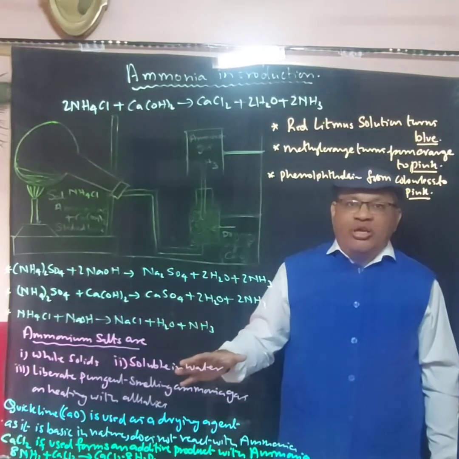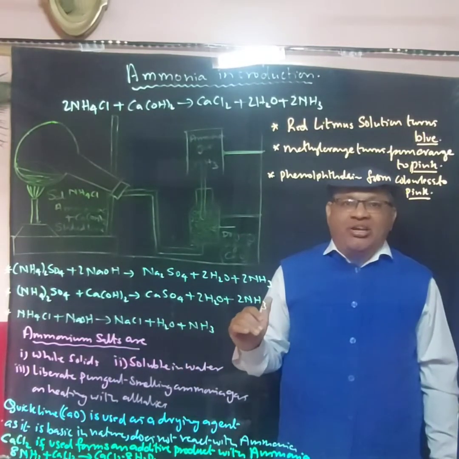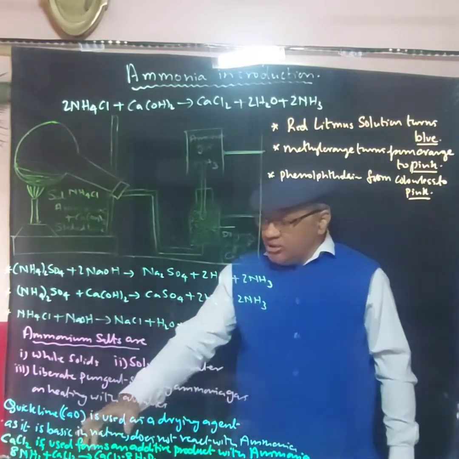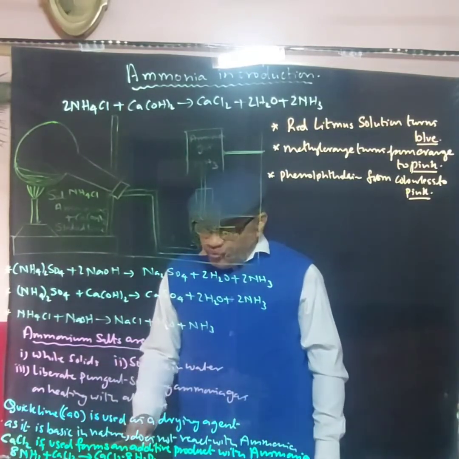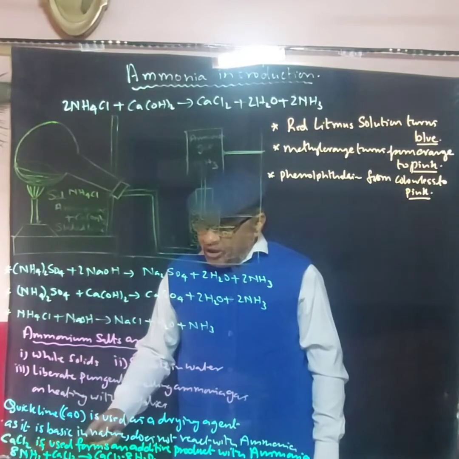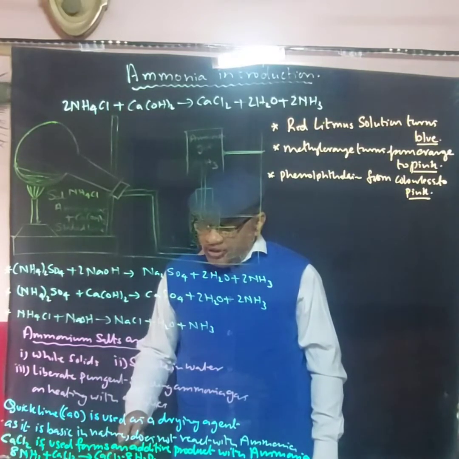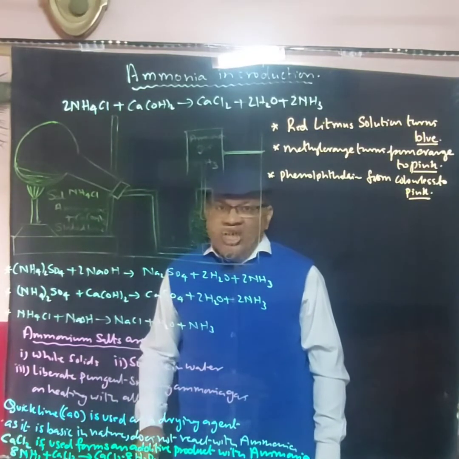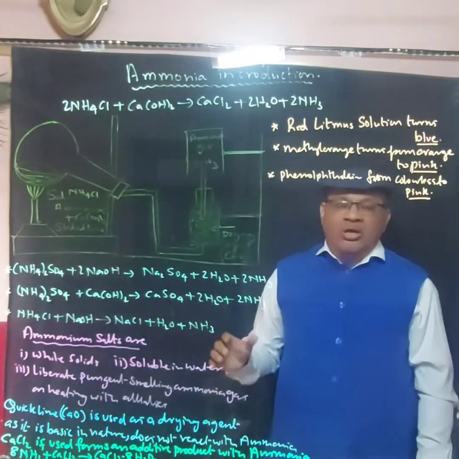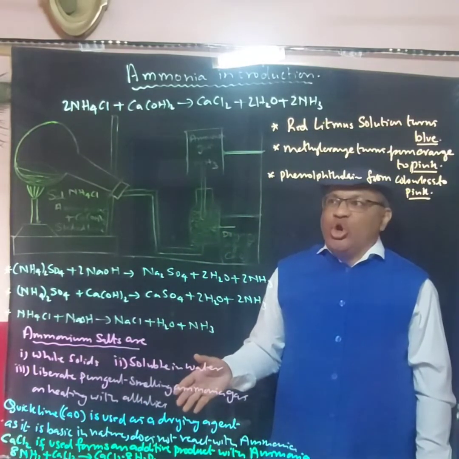For example, if you take calcium chloride, it forms an additive product with ammonia. Just look at this equation. Calcium chloride, if used, forms an additive product with ammonia. Ammonia plus calcium chloride gives you CaCl2.8NH3. That's why calcium chloride is not used.